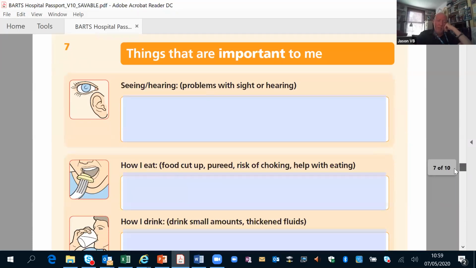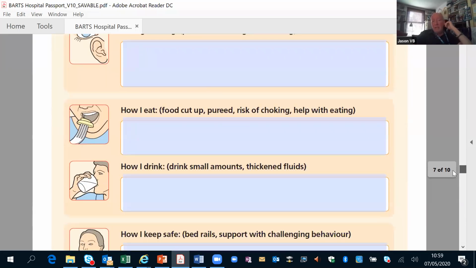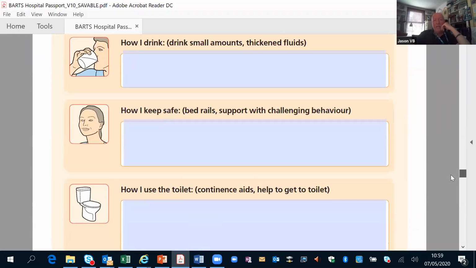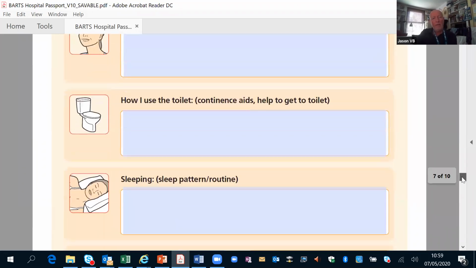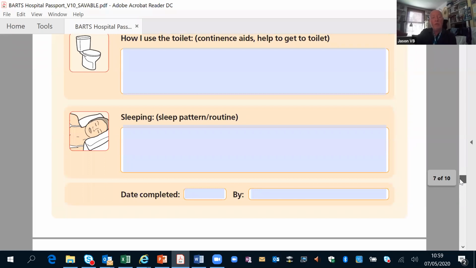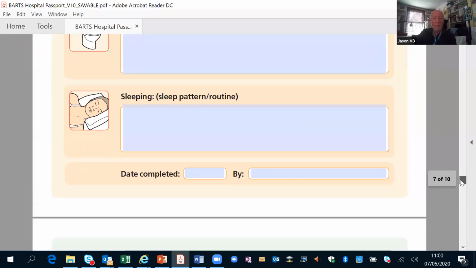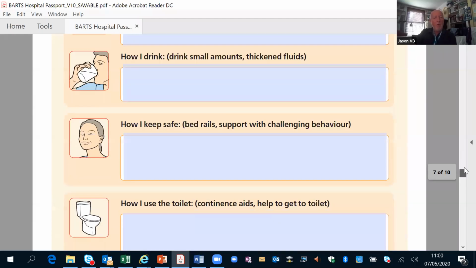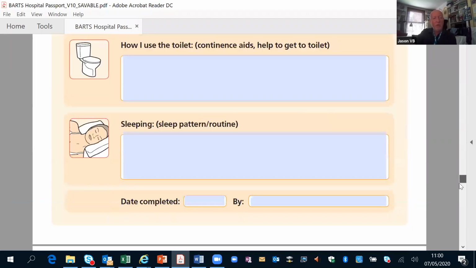Hearing, seeing, I mentioned that earlier. How I eat, how I drink, how I keep safe. Quite often, again, there's a specific reference to behavior that challenges, and obviously any little tips or tricks or things from the PBS would be good to put in there. Again, baseline on personal care for using the toilet or continence issues. And again, sleep pattern as well. Some people, that's quite important. So those are all your amber things that you really need to know about this person.